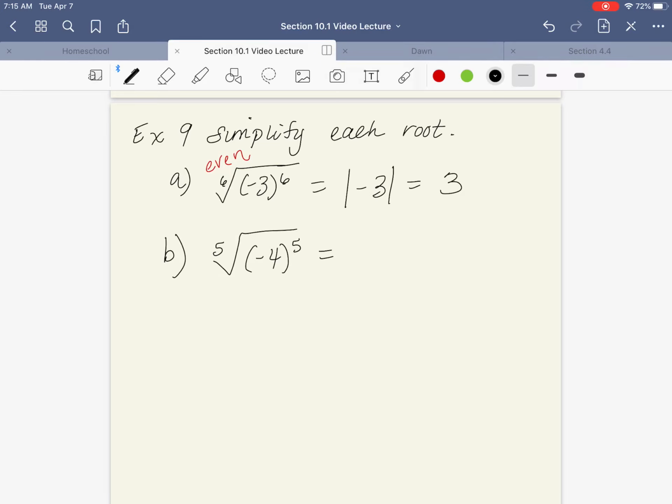All right, here my root is odd. So the 5th root of negative 4 to the 5th power is just going to equal negative 4. You don't take the absolute value of it because n is odd, or the index is odd.